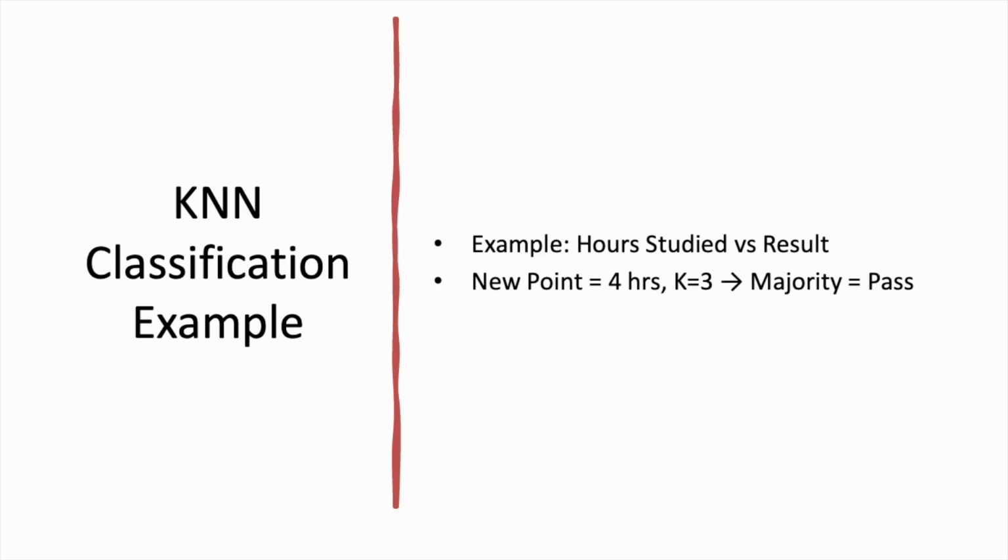If we take k equal to 3, the three nearest are 3 hours, 5 hours and 6 hours. 3 hours is fail, 5 hours is pass and 6 hours is also pass. Majority is pass. So we predict that the student will pass. Simple, logical and completely based on existing data.